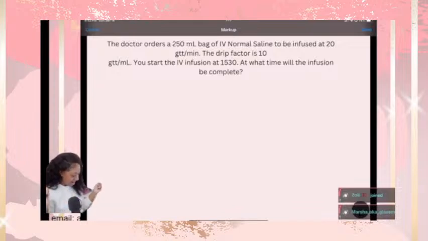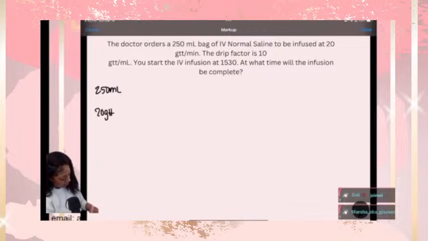Good stuff. All right, so we have 250 milliliters in the bag of normal saline, and it's going at 20 drops per minute.